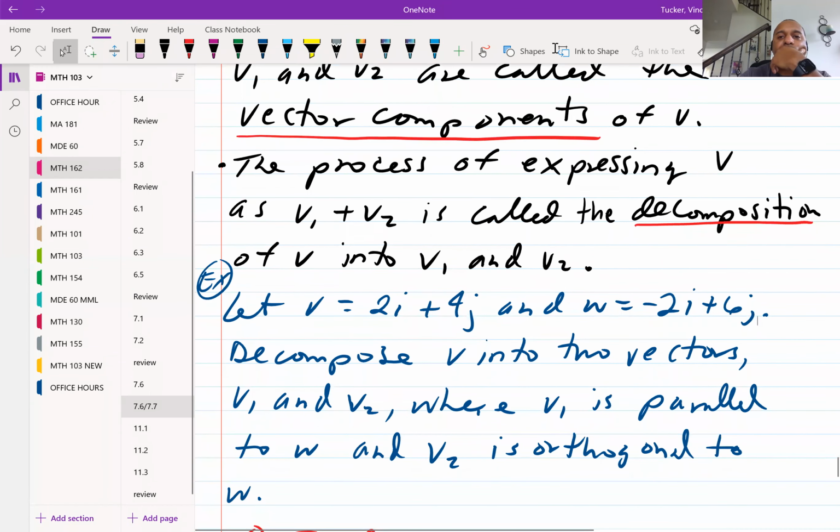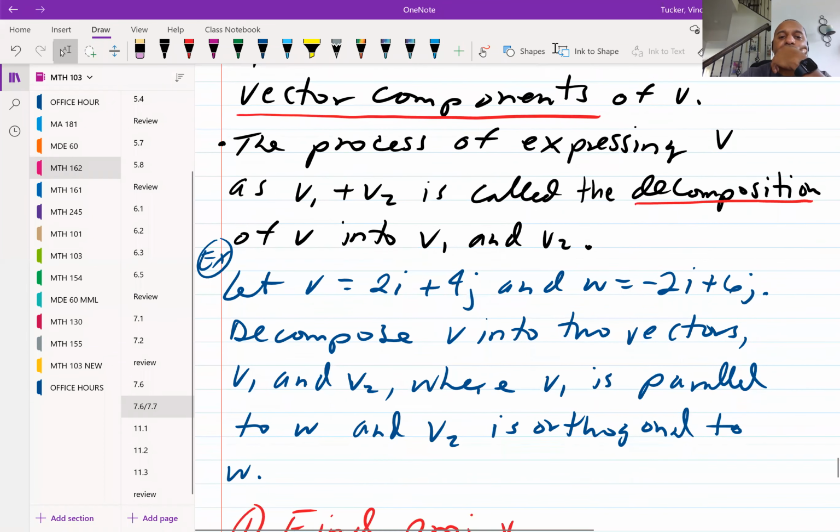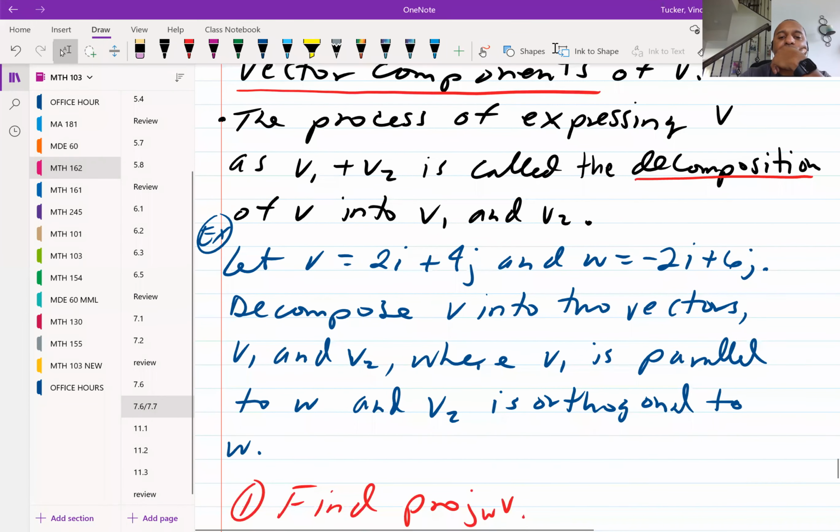All right, can I go up? Okay. So we're going to let V be equal to 2i plus 4j and let W be equal to negative 2i plus 6j. Decompose V into two vectors, V sub 1 and V sub 2, where V1 is parallel to W and V2 is orthogonal to W.